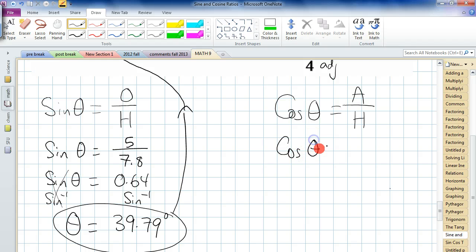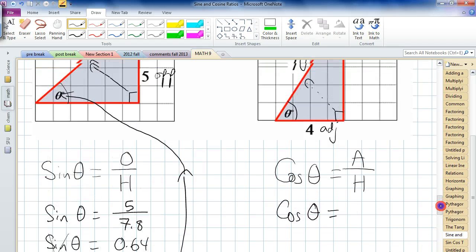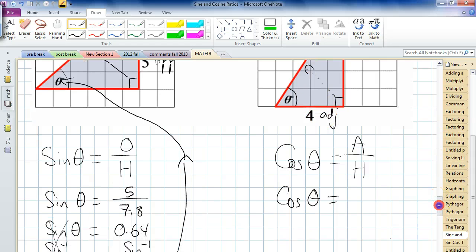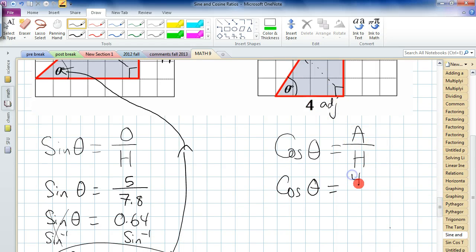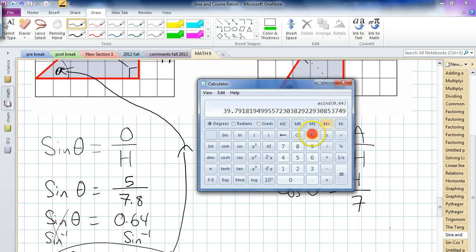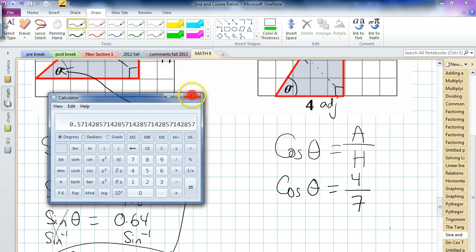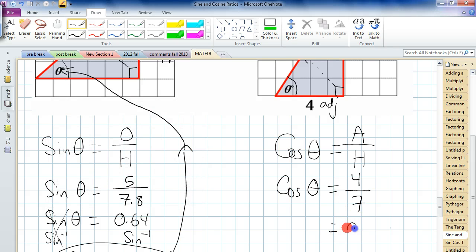Now to find that missing angle, cosine of the missing angle and the ratio we're looking at is adjacent 4, hypotenuse 7. So for adjacent I'll put 4, hypotenuse we'll put 7. 4 divided by 7 is what we're trying to find. 4 divided by 7, 0.57. So this side is 0.57. This is cosine theta.